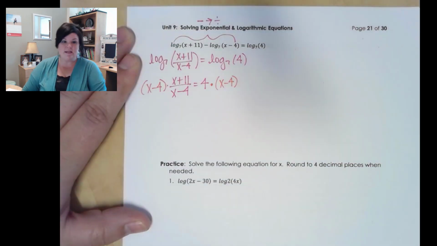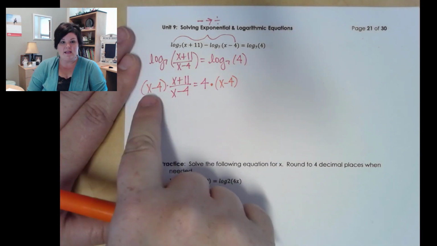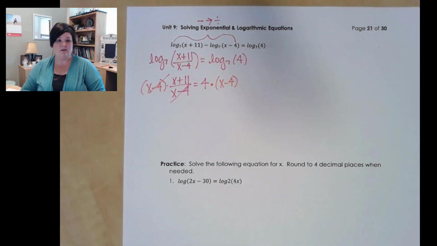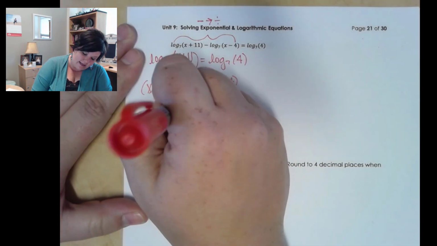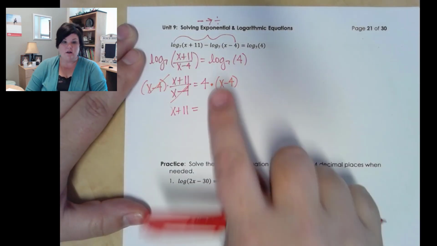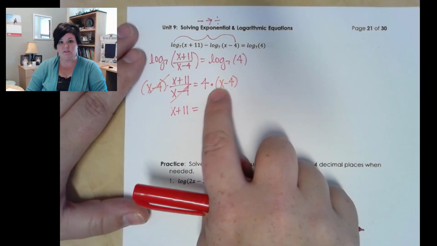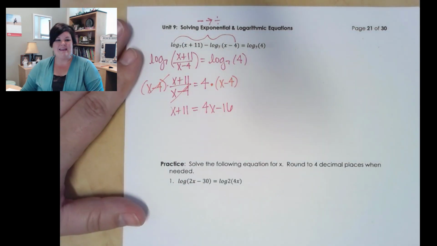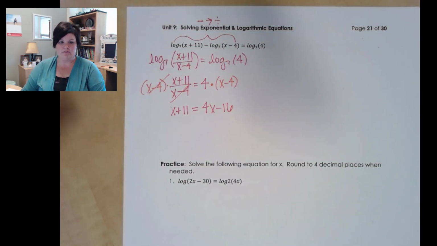And the reason I'm doing that is so that on this left-hand side, I can basically cancel away that denominator. So when I do that on the left, all I'm going to be left with is x plus 11. And then on the right-hand side, I just distribute this 4 in, which will give me 4x minus 16. And now this is something that I can easily solve, right?